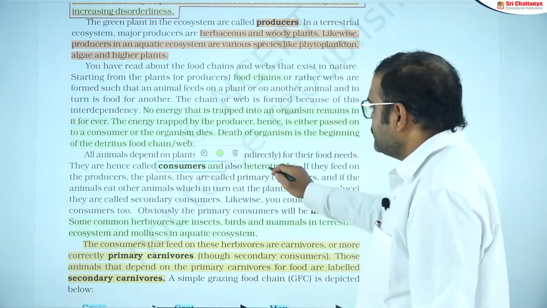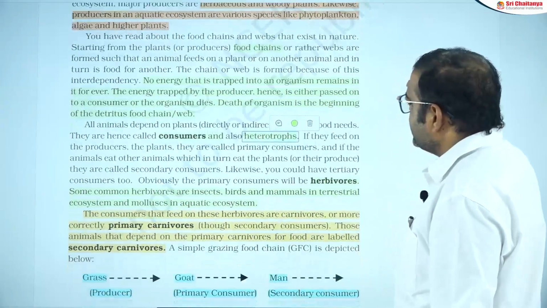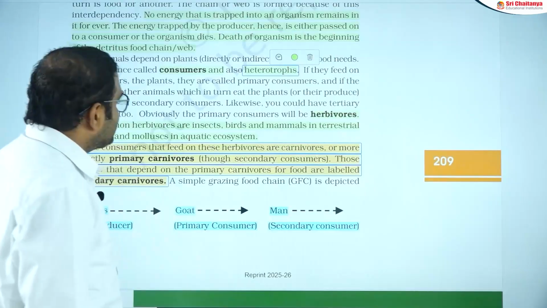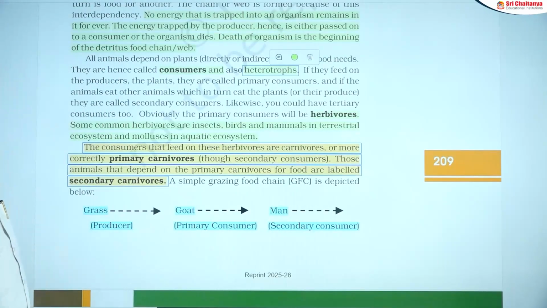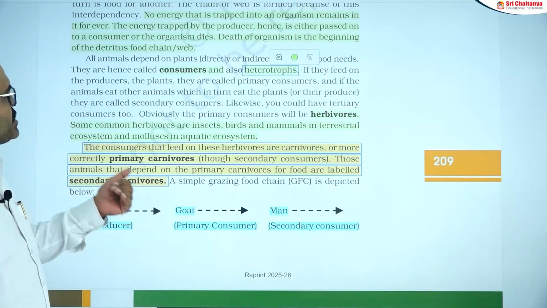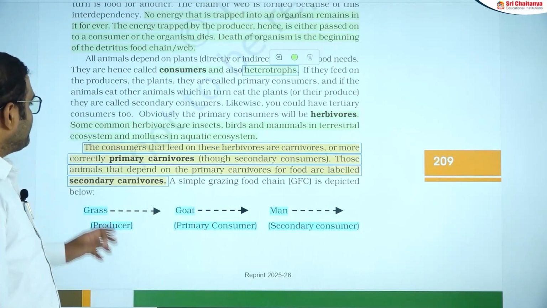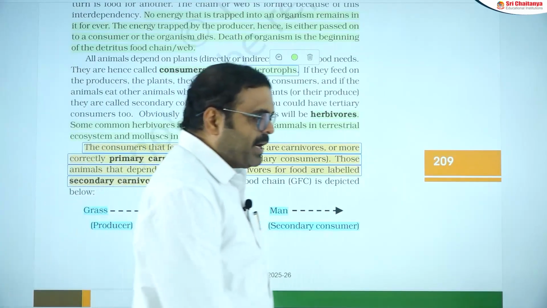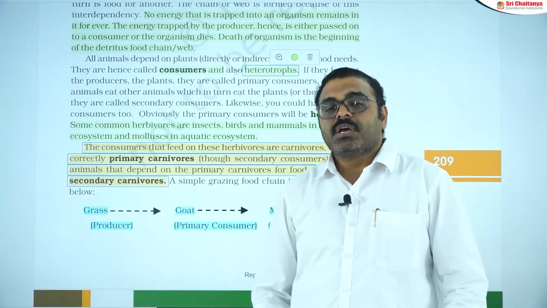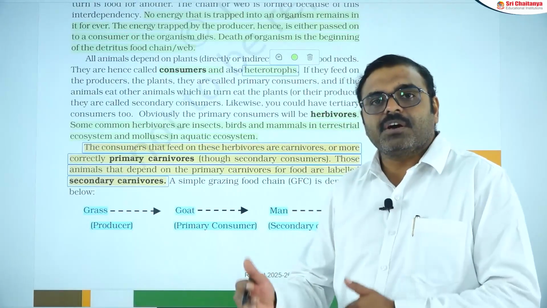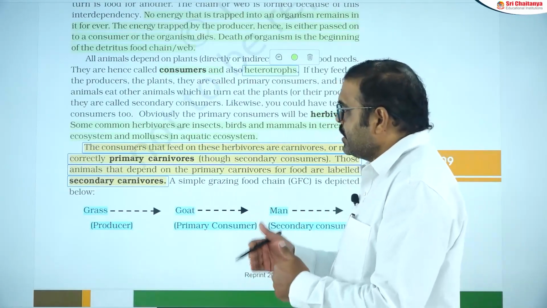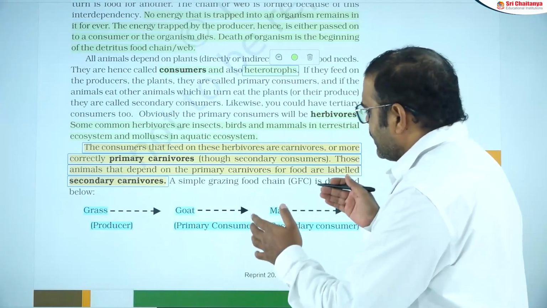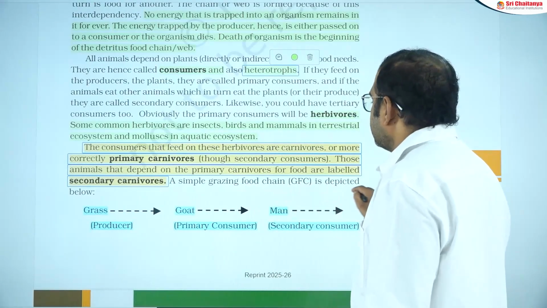Next, consumers. Consumers are also known as heterotrophs. Some common herbivores are insects, birds and mammals in the terrestrial ecosystem, and molluscs in aquatic ecosystems, which are important heterotrophs. Next are the carnivores, which depend on herbivores. Carnivores can be considered primary carnivores, secondary carnivores and tertiary carnivores. Based on these, we can place the system within the food chain known as the grazing food chain.